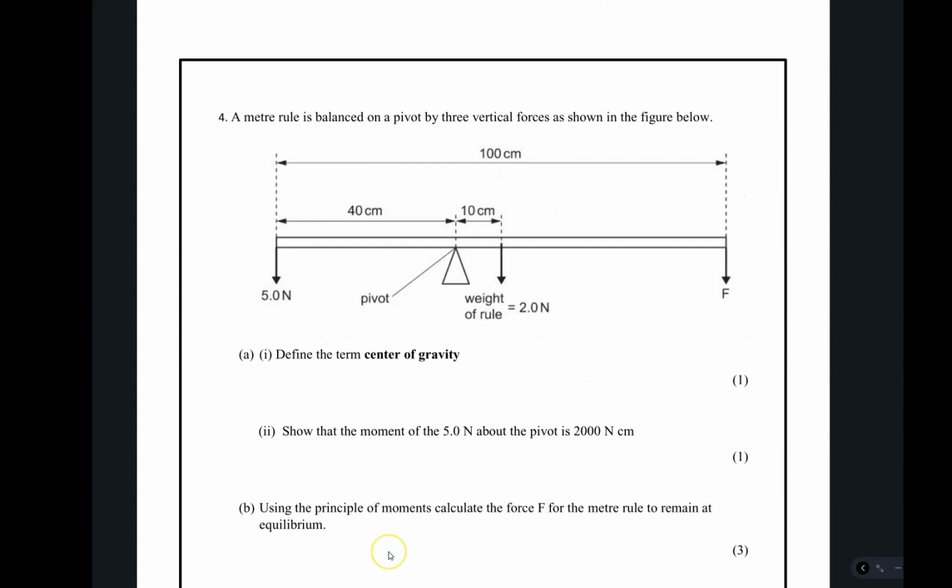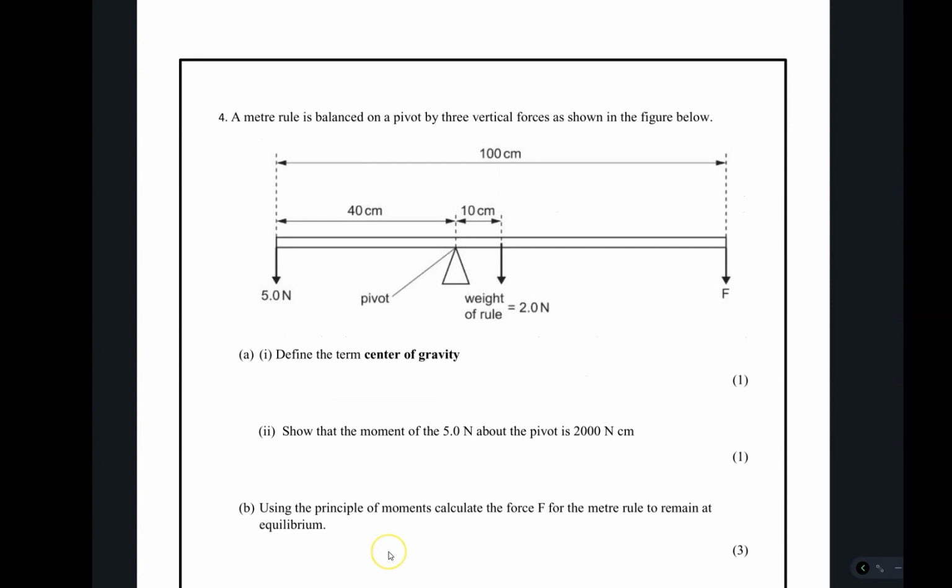Question number 4. Here I brought the concept of principle of moments, and you ought to prepare as well how to answer questions on principle of moments. And you can see here we are told that a meter rule is balanced on a pivot by 3 vertical forces as shown in the diagram below. Then we are supposed to define the center of gravity.